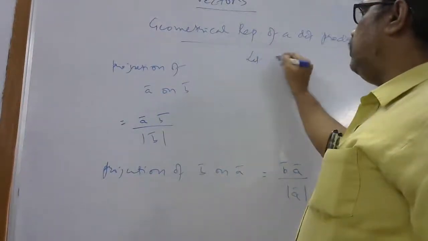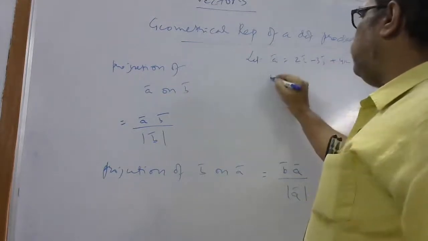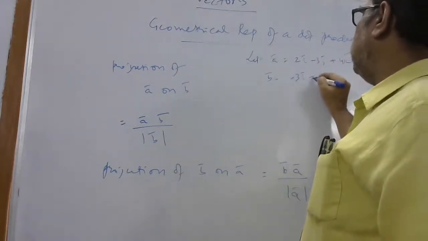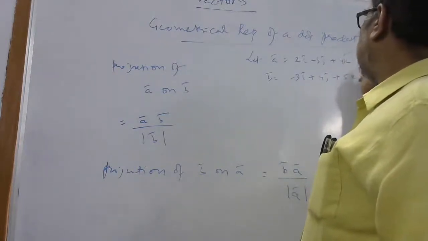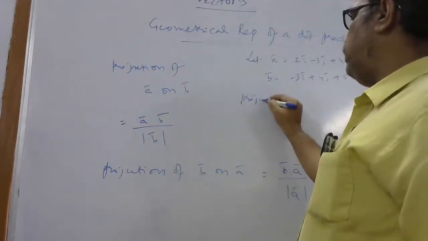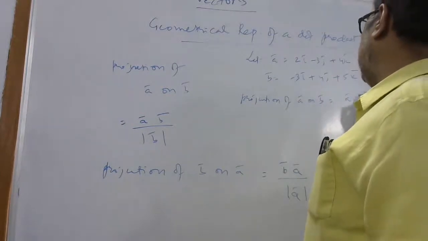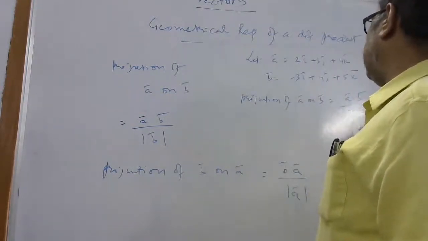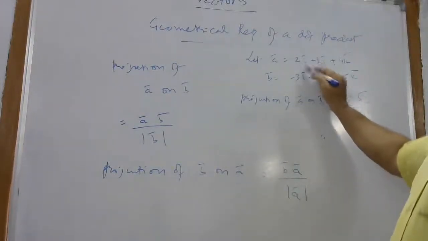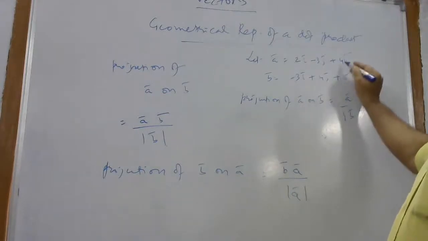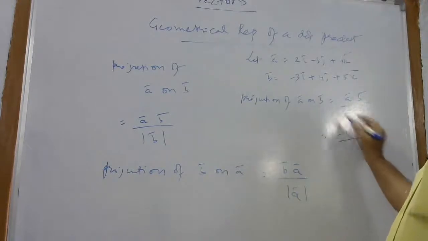Okay, let a bar be 2i bar minus 3j bar plus 4k bar, and b bar is equal to minus 3i bar plus 4j bar plus 5k bar. I want the projection of a bar on b bar, which is equal to a bar dot b bar by mod b bar. On b bar means the second part you have to take. So find a bar dot b bar: minus 6, minus 12, plus 20. So minus 18 plus 20 is 2, by mod b bar.